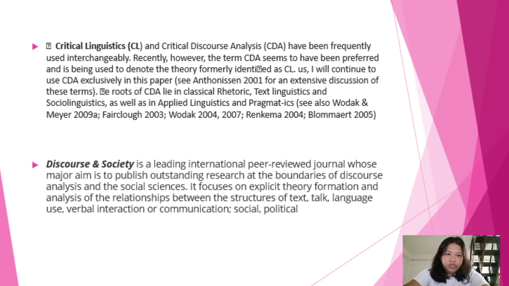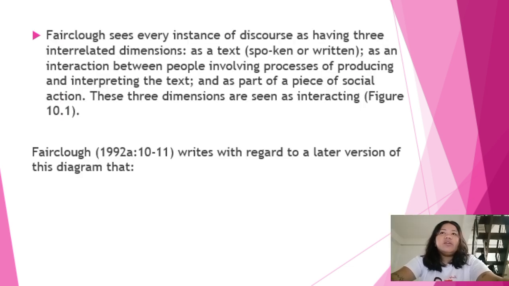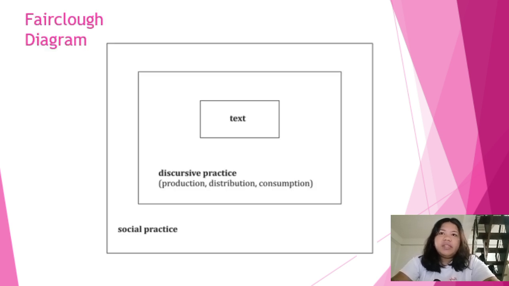So Fairclough sees every instance of discourse as having three interrelated dimensions: as a text, spoken or written, as an interaction between people involving processes of producing and interpreting the text, and as part of a piece of social action. These three dimensions are seen as interacting. Fairclough writes with regard to a later version of this diagram. So this is the diagram, which includes text, discursive practice, and social practice.